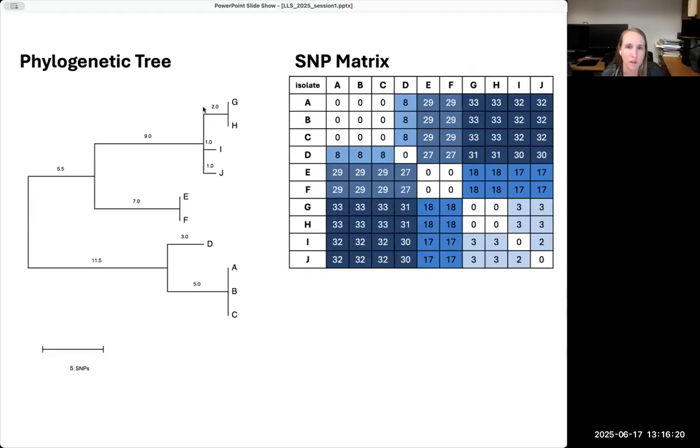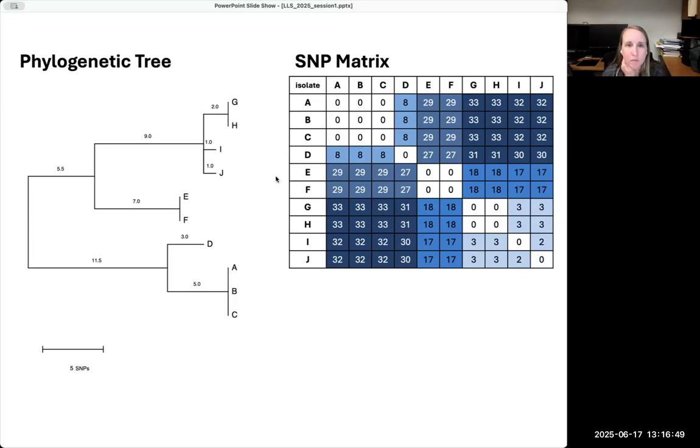The 2 main ways you'll usually see these types of results are on a phylogenetic tree or a SNP matrix. So the SNP matrix is set up where all of the isolates you're looking at are going to be in the vertical column or in the first horizontal column. And if you want to know the difference between 2 isolates, you would just follow it along into the 2 you want to look up, where they intersect.